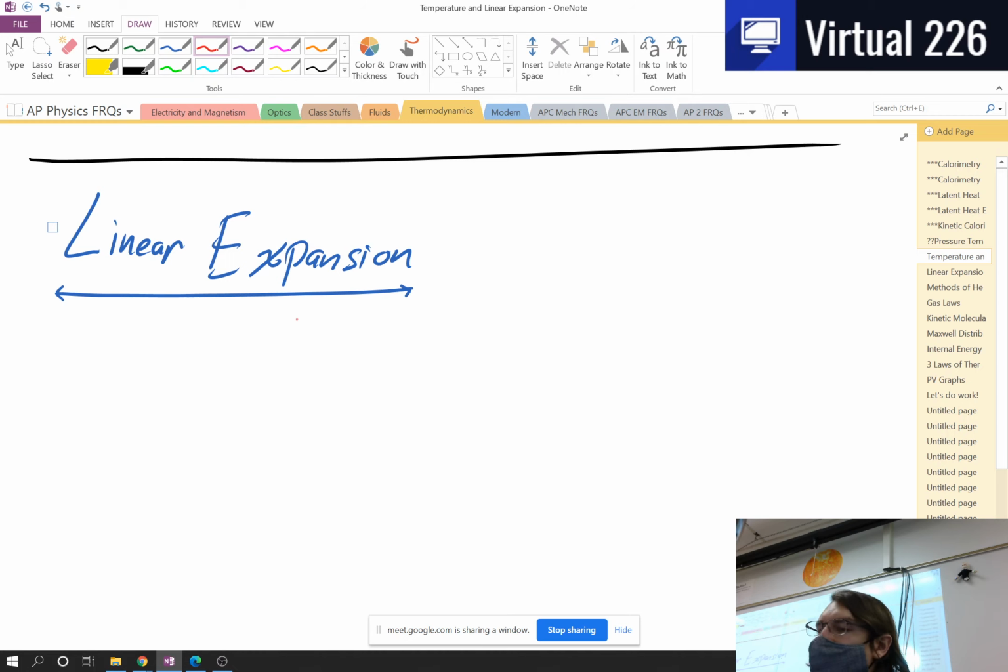Okay, anyways. So if you haven't seen the quick little demo where I put a ball through a ring and then got it stuck afterwards and the class laughed at me, check out that video, or the bimetallic rod. But what we're looking at here is linear expansion.